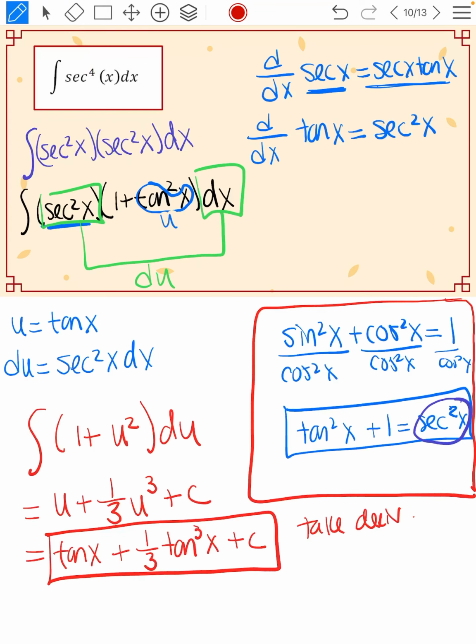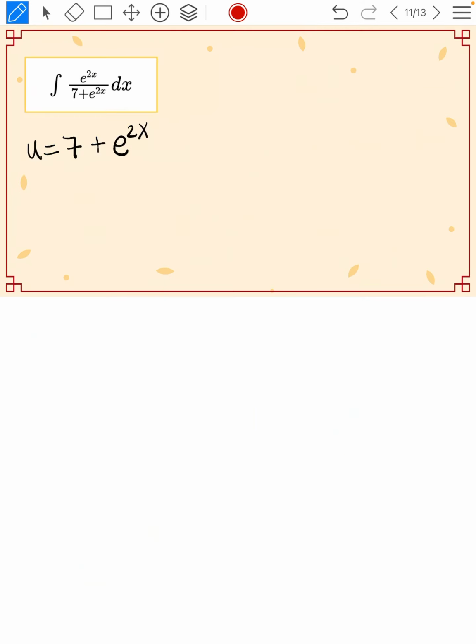I want to back you up. In the previous problem, I could not include the 1, because remember, 1 plus tangent squared x is not the same as 1 plus tangent of x squared. So I can't make my u 1 plus tan x. It doesn't work, that math isn't right.